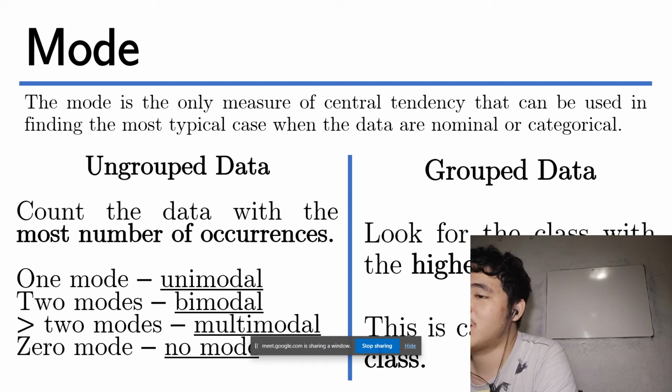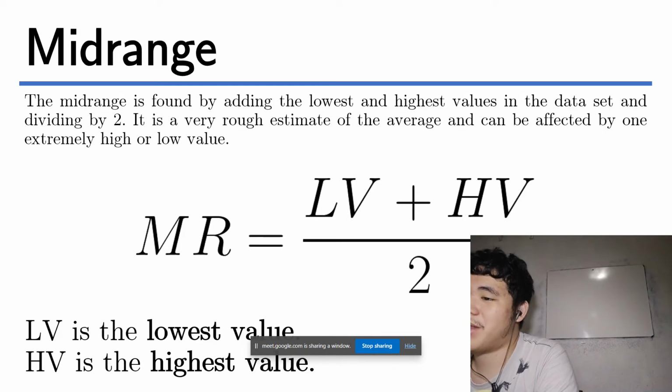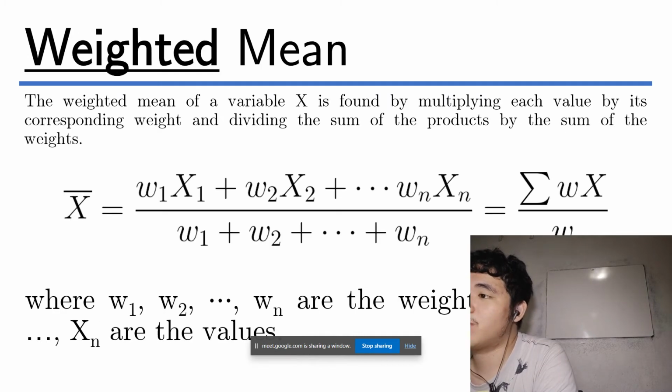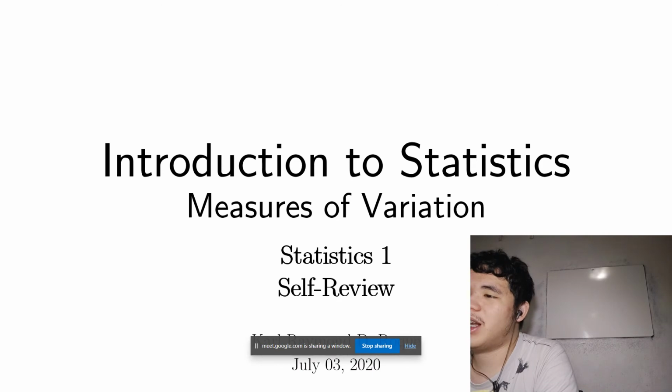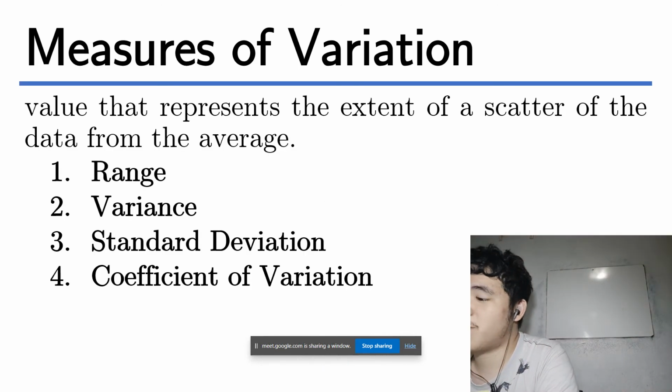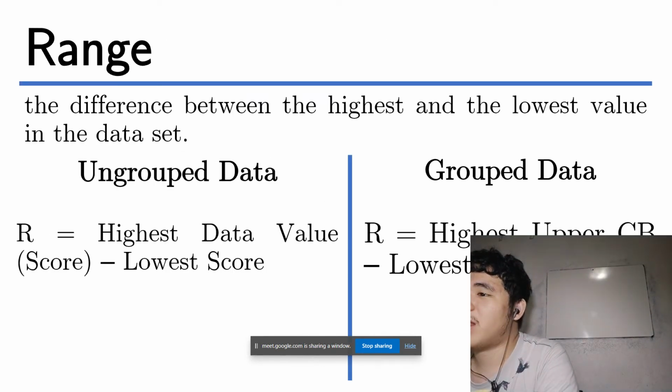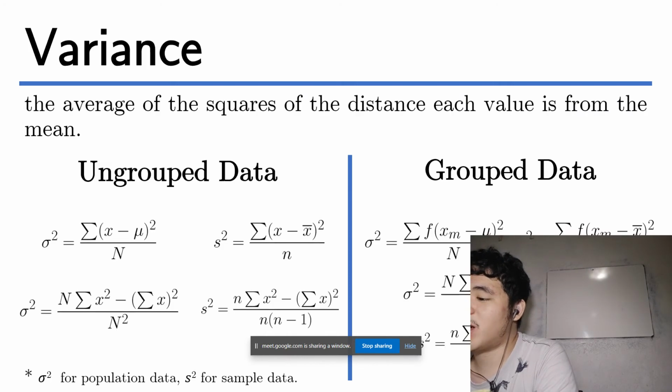For the mode, count lang which has the most number of occurrences. Look for the class of the highest frequency, no? For group data. Mid-range, lowest plus highest over 2. Weighted mean, parang GWA lang. Alam nyo na yan. Measures of variation. Ito lang yung apat na yon. For the range, here are our formulas. For the variance, it's this one. Haba, no? It's okay, you don't have to memorize, no? Kasi tinuruan ko lang kayo paano siya gawin sa calculus.